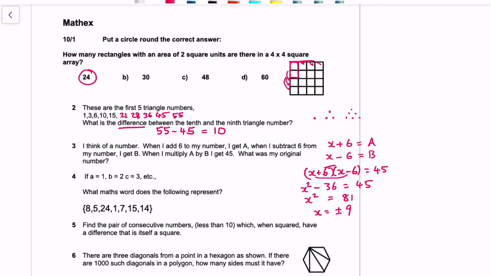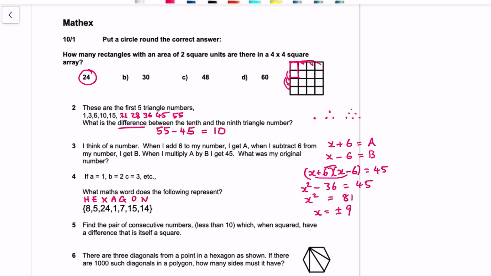If A equals 1, B equals 2, C equals 3, etc., what maths word does the following represent? So the 8th letter of the alphabet is H, the 5th letter is E, the 24th letter is X, the first letter is A, and so on, and you get hexagon.